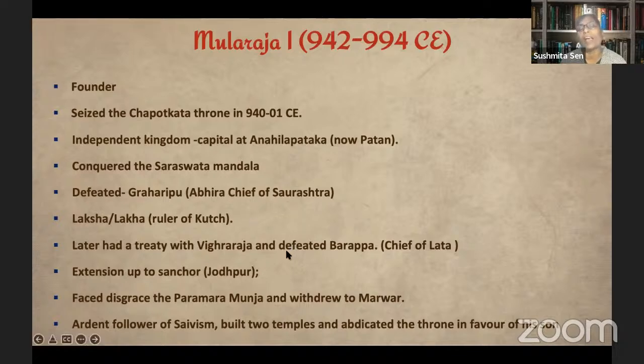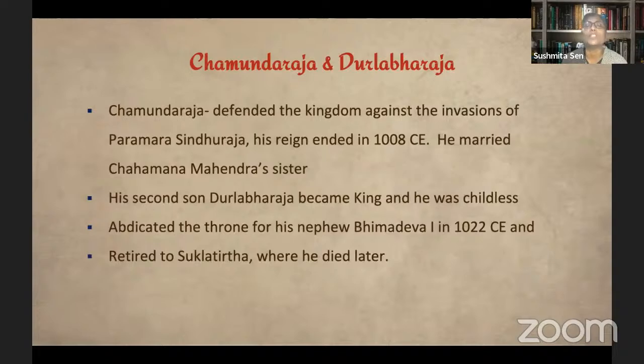And finally, almost at the end of his reign, he had to face defeat at the hands of Parmara king Munja. And then Mula Raja had to give back Marwar and withdraw. So he was a follower of Shaivism, and he built 2 temples and abdicated the throne in favor of his son. So his son was Chamunda Raja, who defended the kingdom against the invasion of Parmar's Sindhu Raja. But later it ended in 1000, he ruled very few years, and he also had a marriage alliance with the Chahmanas of Sakambari. And his second son took over the throne, that is Durlava Raja. And since he was childless, he gave the kingdom to his nephew, that is Bhima Deva I.